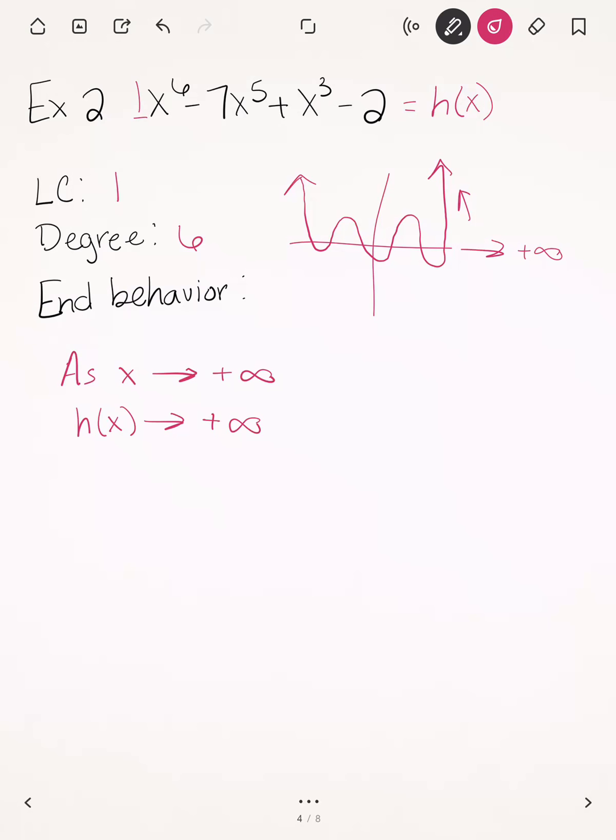Now, I have to do the second part. As x approaches negative infinity, so that means it's going this way, negative infinity, what is h of x doing? So h of x is approaching, well, it's also going up, so it's approaching positive infinity as well.